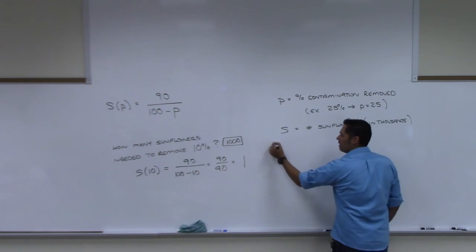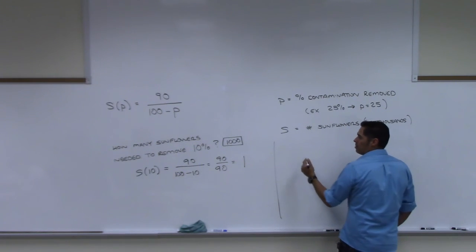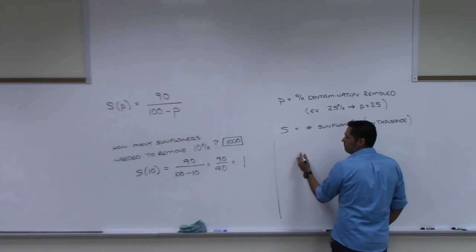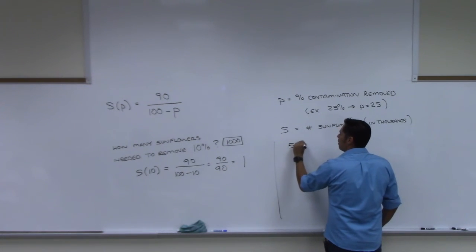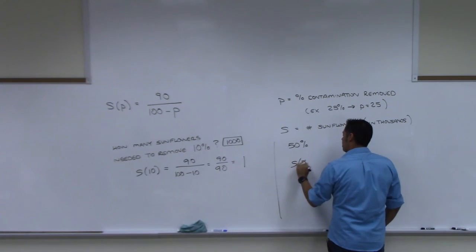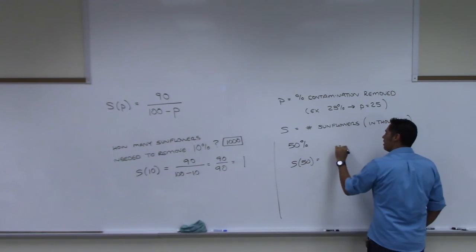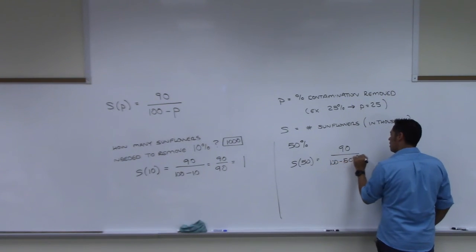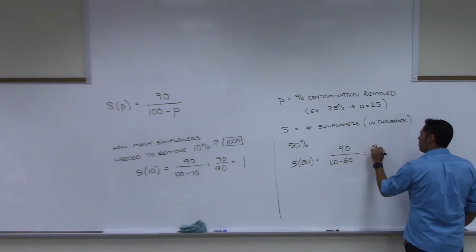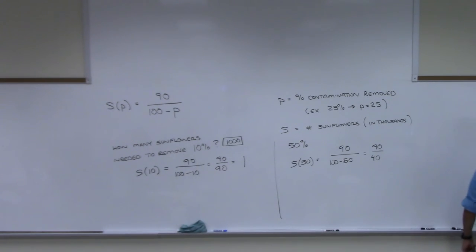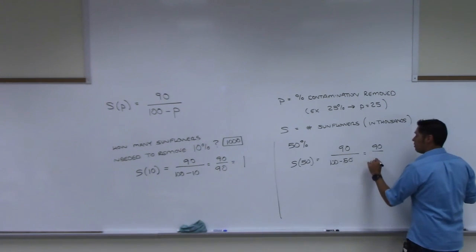So let's try and get some more out. How much do you want to try and get out this time? 10%? Let's go up a little more. 50%. Okay, what about if we wanted 50%? Well, then we'd have to plug 50 into this. And that'd become 90 over 100 minus 50, which is 90 over 40, right?